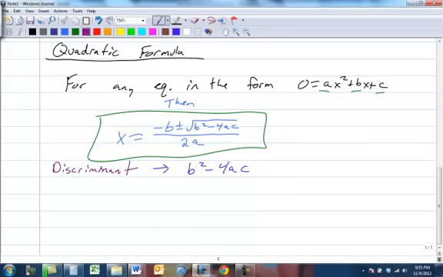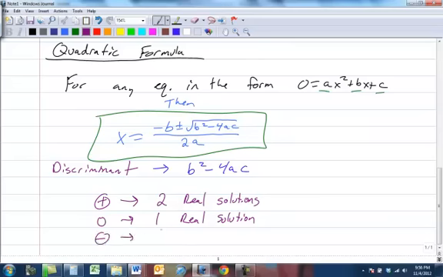Now, if the discriminant is positive, what that means is that there are two real solutions. If the discriminant is 0, that means there is one real solution. And if the discriminant is negative, that means there are no real solutions. While you are correct, there are no real solutions, there are, in fact, two imaginary solutions.